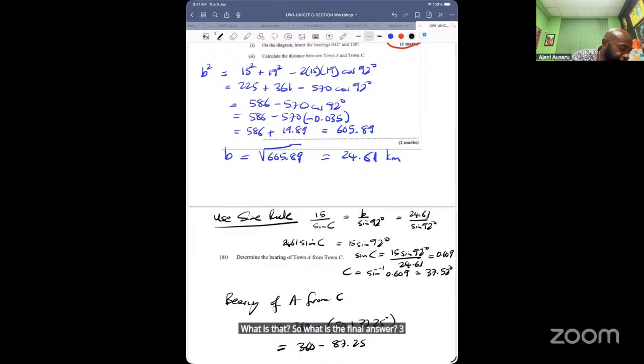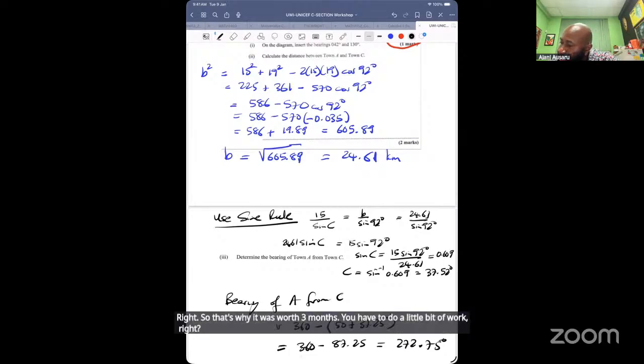360 minus 87.25 equals 272.75 degrees. Right. So that's why it was worth 3 marks. You have to do a little bit of work, right? You have to do this first, and then the other part was pretty easy.